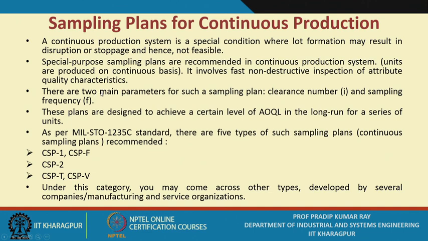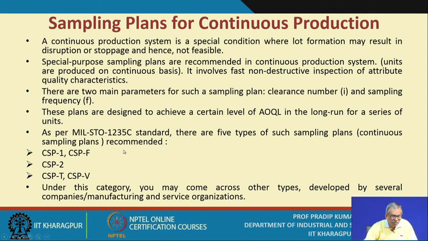You use different kinds of sampling plans. There are two main parameters for a sampling plan. One is the clearance number, and the second is the sampling frequency. These plans are designed to achieve a certain level of AOQL in the long run for a series of units. As per military standard 1235C, there are 5 types of such sampling plans under the continuous production scenario, and these are referred to as the continuous sampling plans.